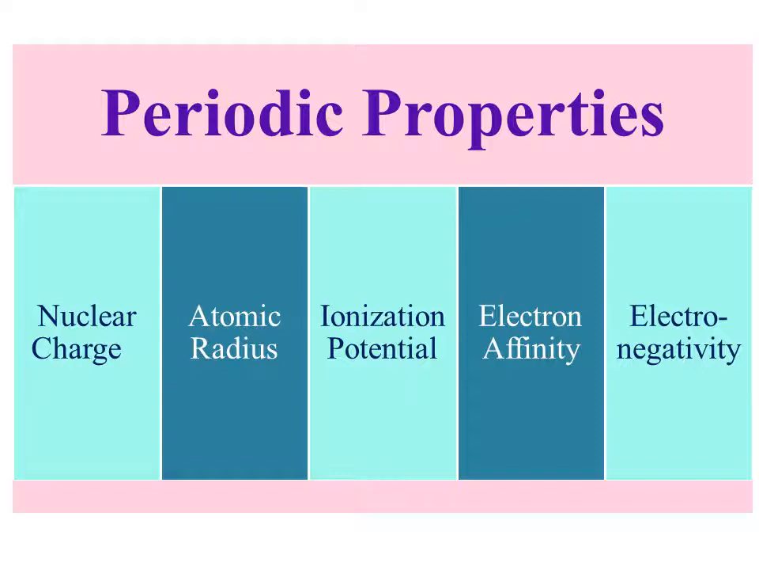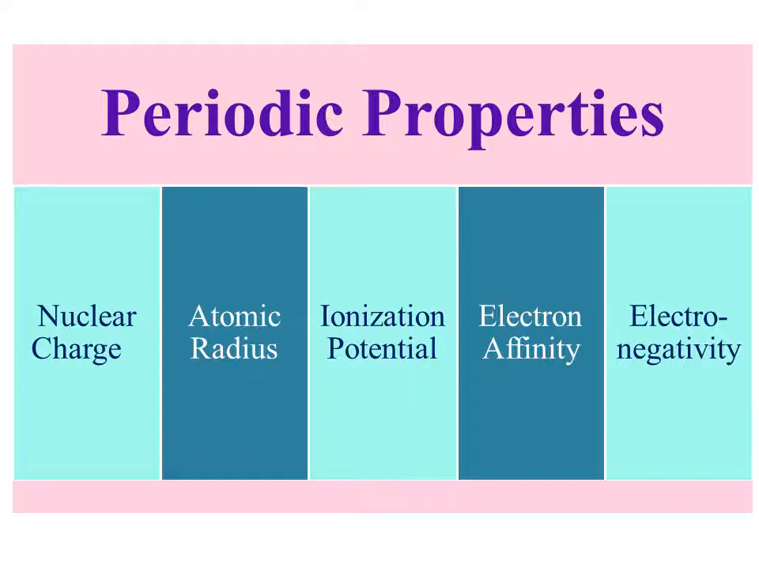The second is atomic radius. Atomic radius is the distance from the center of an atom, where the nucleus is the center of an atom, up to the valence shell. That distance is called the atomic radius. Now, we are aware of the fact that atomic radius depends upon the nuclear charge as well as the valence shell.